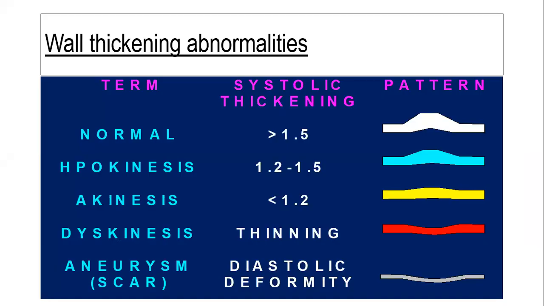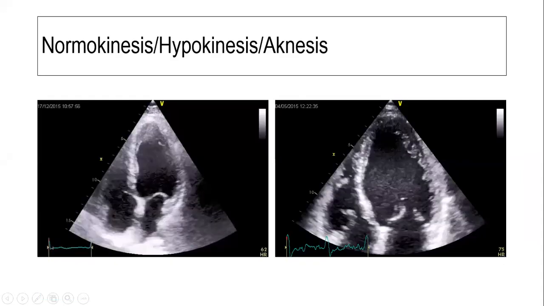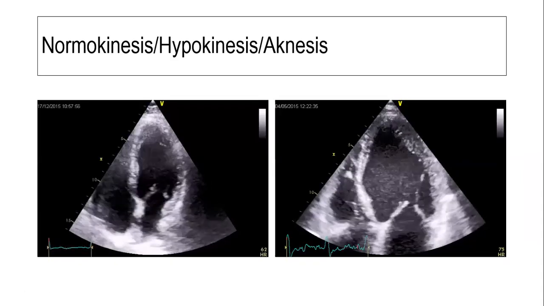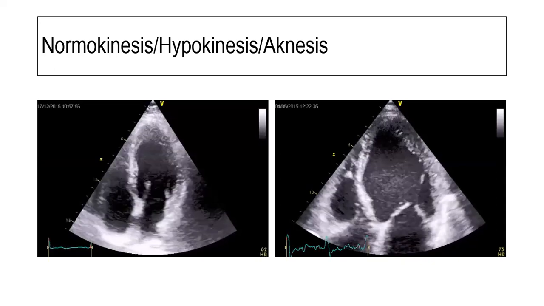If you put them in graphical pictures, normokinesis means more than 50% thickening of endocardium. Hypokinesis means 20 to 50%. Akinesis is less than 20%. Thinning is when it remains thinned out. Aneurysm or dyskinesis is when it's bulging out. Aneurysm is when it remains bulging out. So now look at these two slides together.